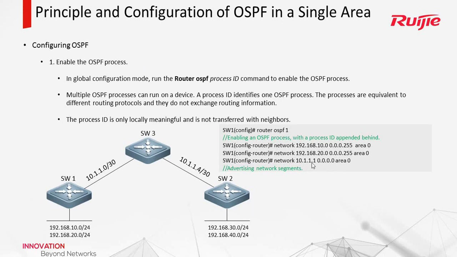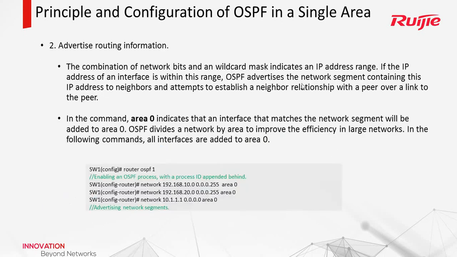Just pay attention. The command network means we enable the interfaces which belong to this network. Here we can see more information. We have 3 interfaces, so 3 subnets; we use network, then the 3 subnets.